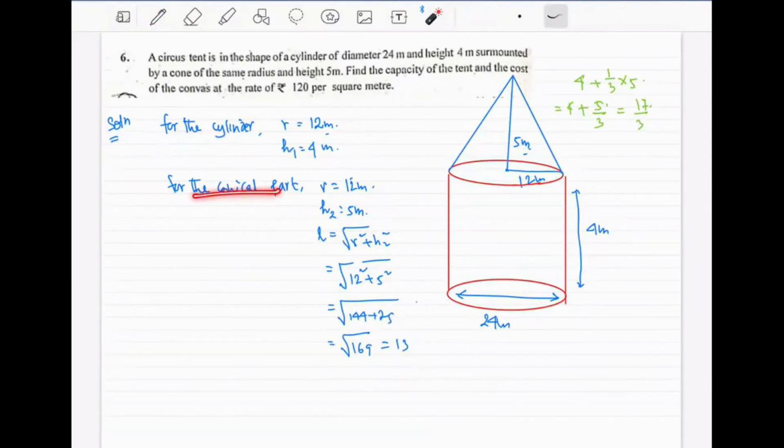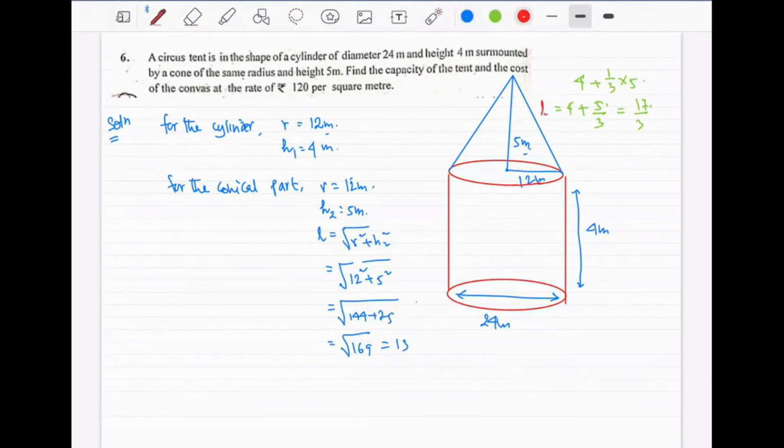For the conical part, radius and height was already given. We have already utilized it in finding out the capacity. But we need one more parameter, and that is the slant height. So slant height formula is this. And I have shown you all how the value of L comes into being.